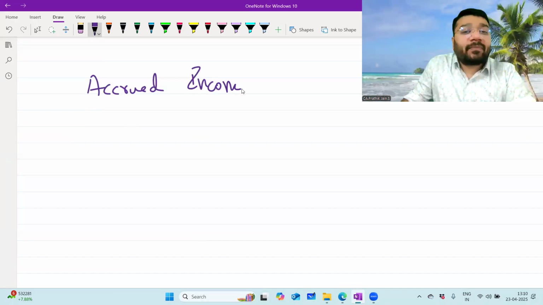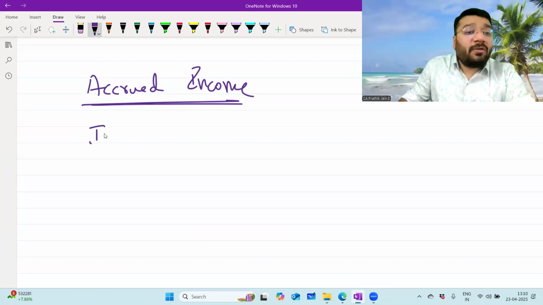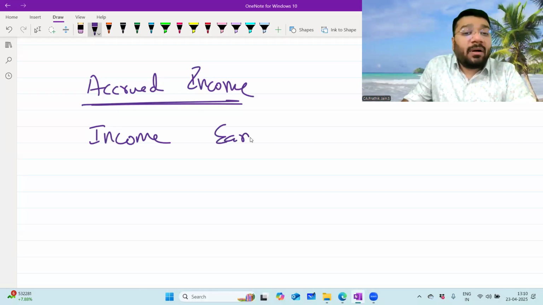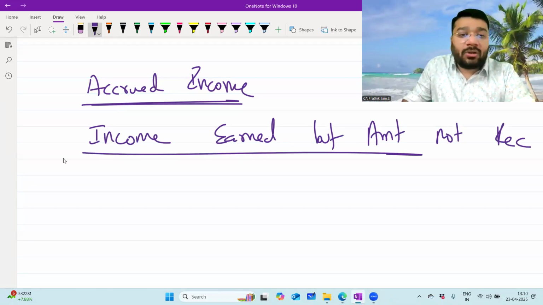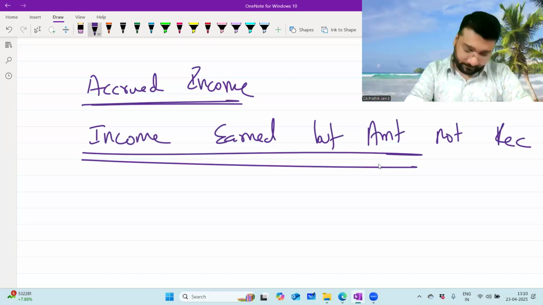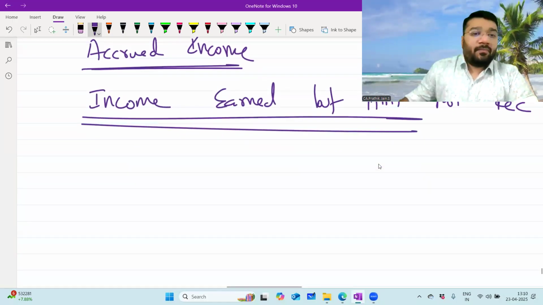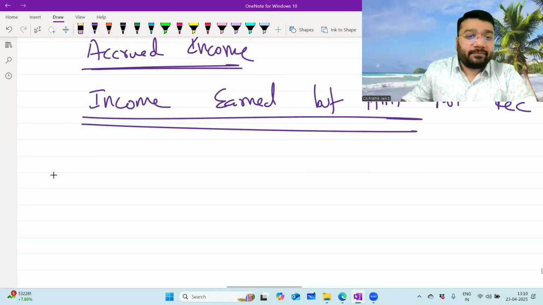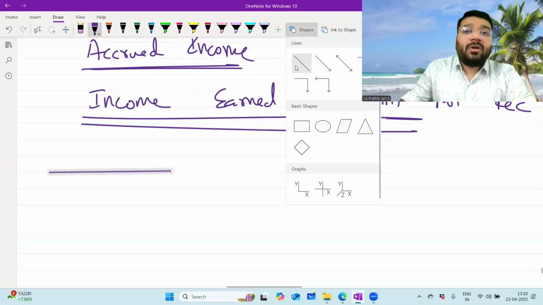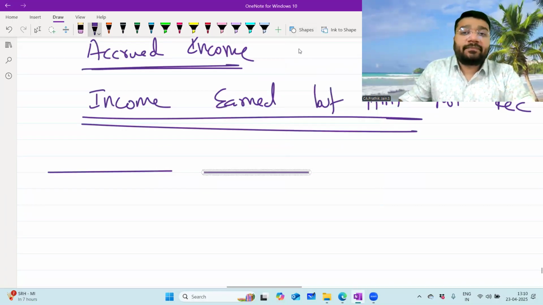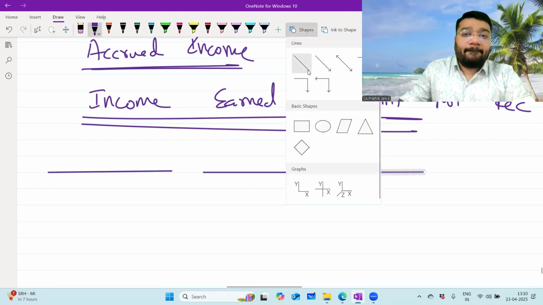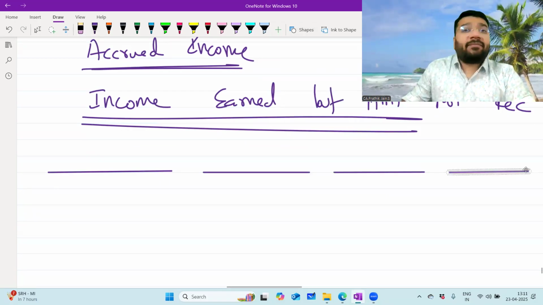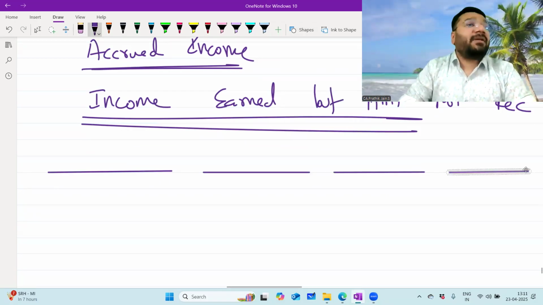Accrued income. What is the meaning of this? Income earned, but amount not received. Example: all of you know fixed deposit. What is a fixed deposit? Whatever surplus money we have, we invest.